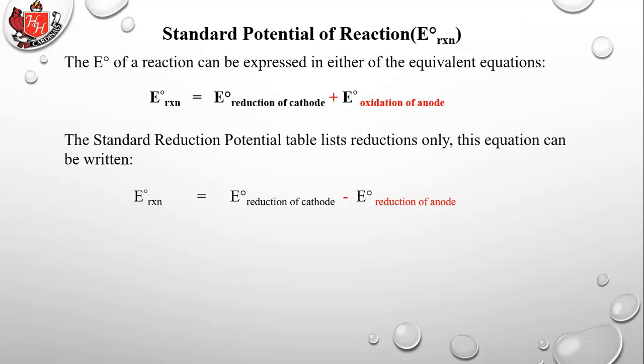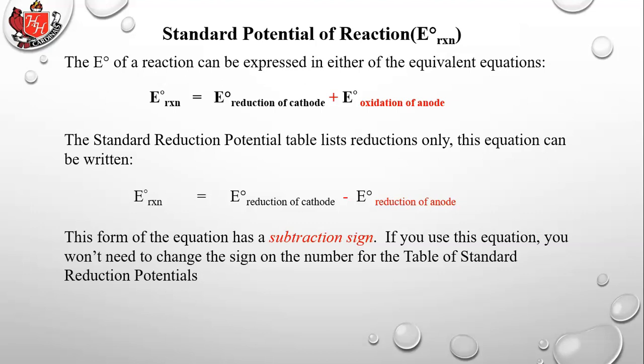On the one up on top, you're adding. The one down below, you're subtracting a negative number. That's also like an addition. So this form of the equation has a subtraction sign. If you use this equation, you won't need to change the sign on the number for the standard reduction potentials.